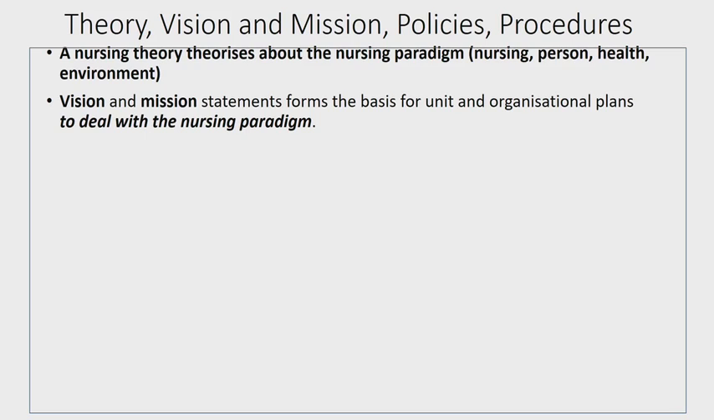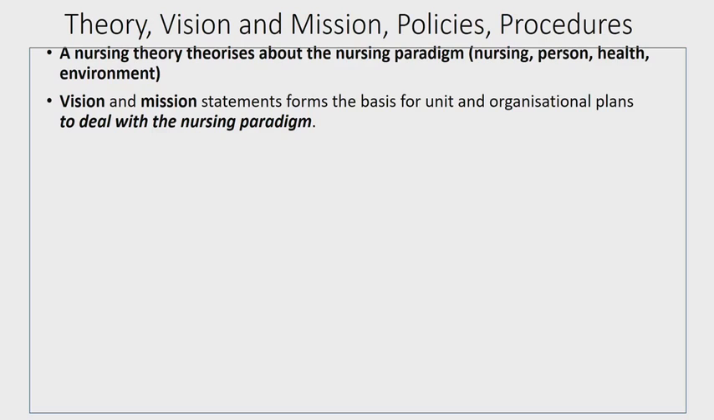The next issue that I want to address is I want to quickly explain what the connection is between a theory, vision and mission. In the second semester, those of you doing PANP 741 will also be explained what theory, vision and mission have to do with policies and procedures. So a nursing theory theorizes about the nursing paradigm that we have just mentioned: what is a person, what is health and what is environment. Whereas a vision and a mission statement form the basis for unit and organizational plans to deal with the nursing paradigm.